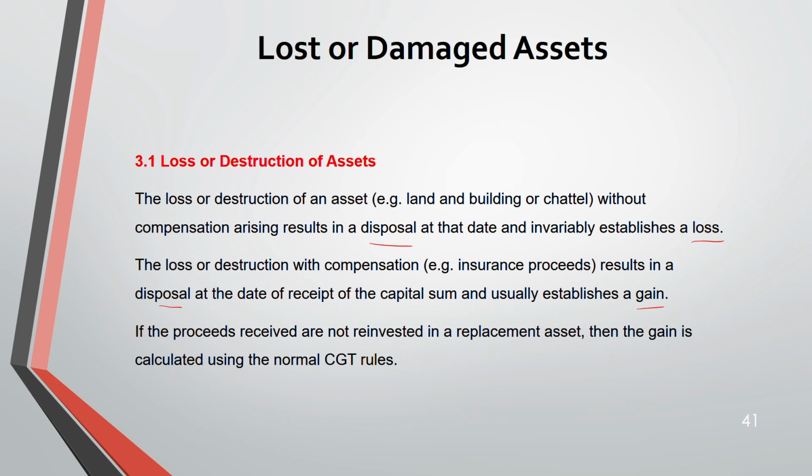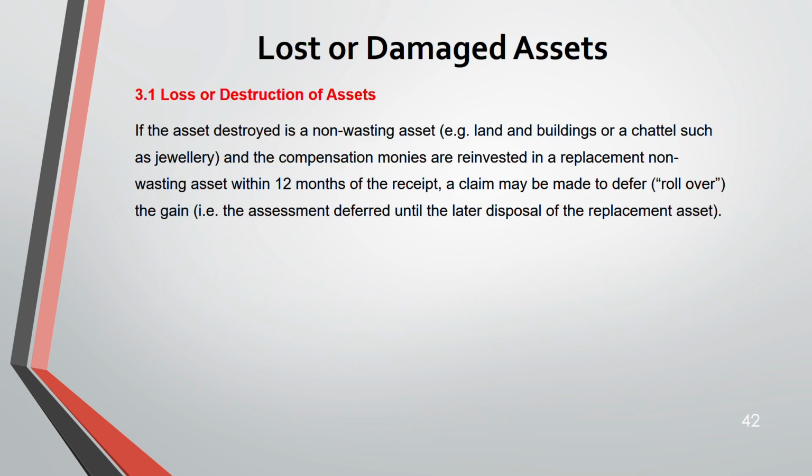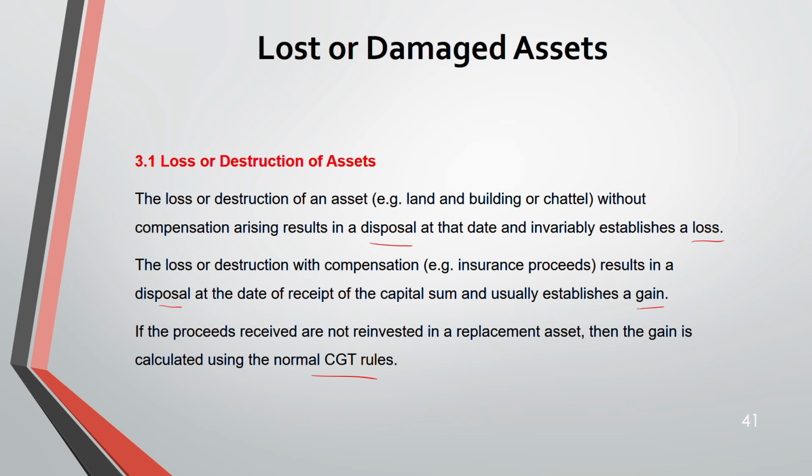Now if the insurance proceeds you have received are not reinvested in a replacement asset, then the gain is calculated using the normal CGT rules. If you have not reinvested, calculate CGT. And if the asset destroyed is a non-wasting asset, for example land, buildings, or chattels such as jewelry, and the insurance compensation you received, you have reinvested. So in this first case, you did not reinvest, so calculate CGT.